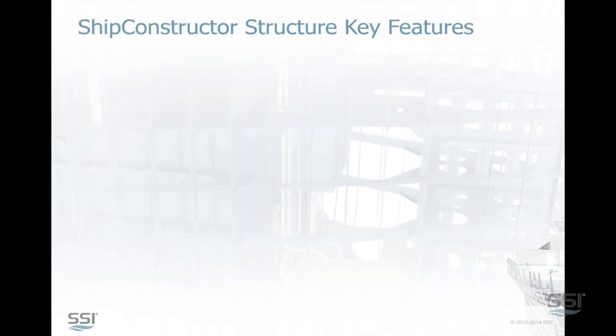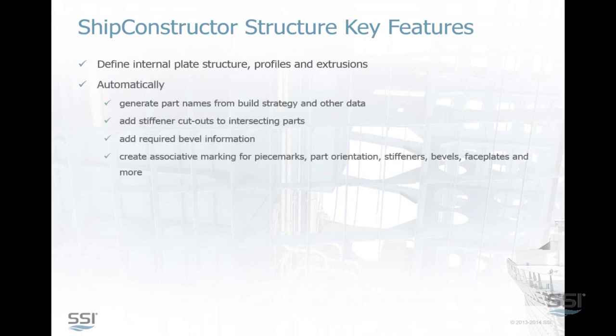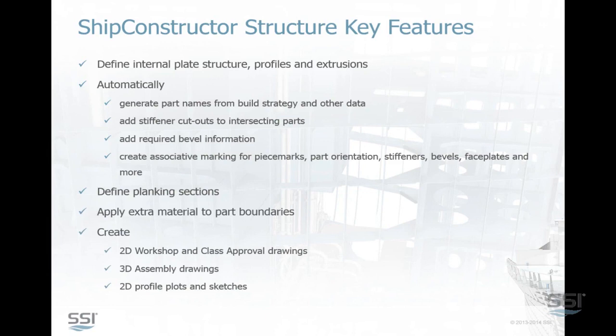Some of the key features that we'll present today and discuss, and you're free to ask questions: defining internal plate structure, profiles and extrusions. A number of automatic features generate part names from build strategy and other data. Add stiffeners to cutouts in intersecting parts. Add required bevel information. Associative marking for piece marks, and so on. Define planking sections. Apply extra material to part boundaries. Create 2D workshop and class approval drawings, 3D assembly drawings, 2D profile plots, and sketches. These are a number of the key features of ShipConstructor Structure, to name a few.